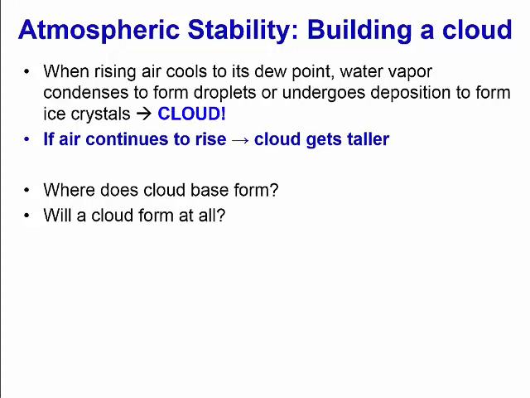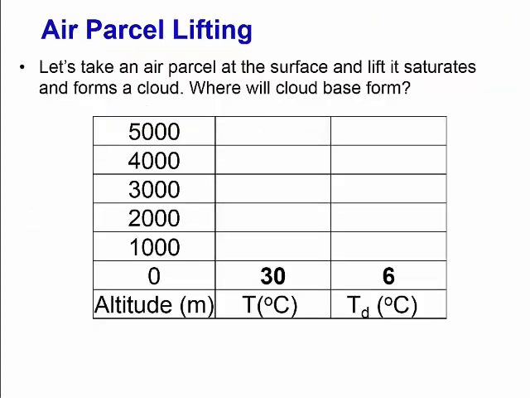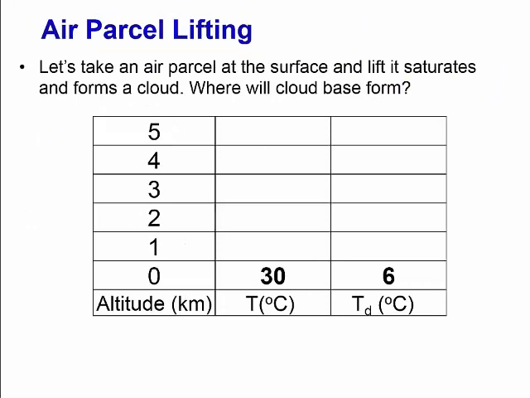So if we're given some basic observations at the surface and in the lower troposphere, how do we use these concepts to determine where cloud bases might form and whether a cloud is expected to form at all? For now, let's tackle the first question. In this example, the surface temperature is 30 degrees Celsius and the dew point is 6 degrees Celsius.